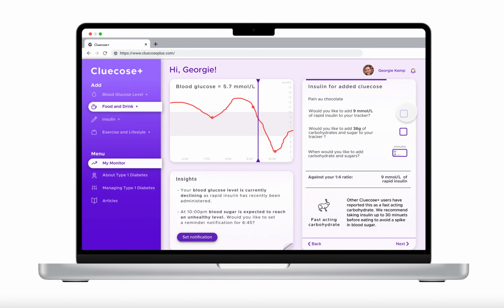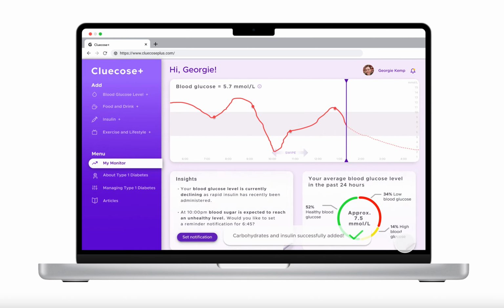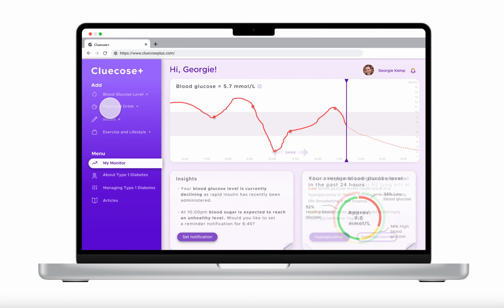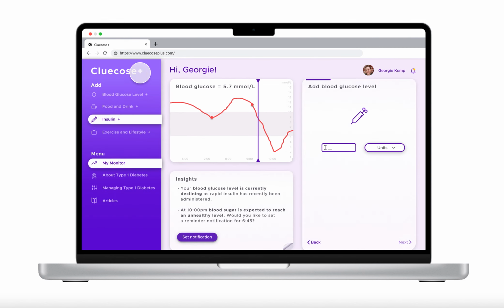Then here you just tick that you'd also like to administer the 9 millimoles of insulin, because it works on your ratio of carbohydrates to insulin that you can input. So this is a 1:4 ratio. You just tap that, click next, and you get another notification telling you it's successfully been added. And these all work in very similar ways, the insulin in much the same way.